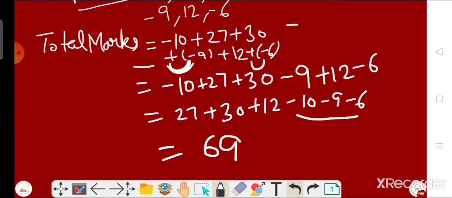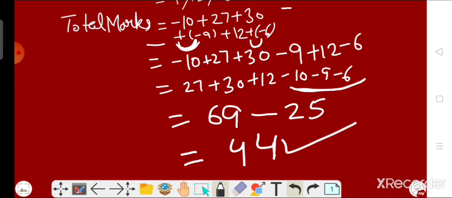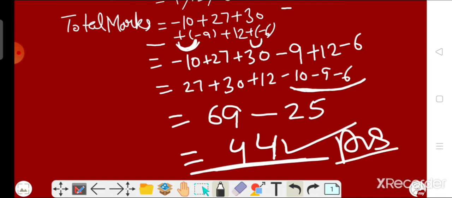Again look at the last three, all have the same sign. Again we have to add them, but the sign is negative here, so we put the sign negative. After addition this will become 25, and when you subtract 25 from 69, what will you get? You will get, beta, 44. So the total marks obtained by Ankit in the 6 rounds is 44, and this is the answer of your first question. Clear?